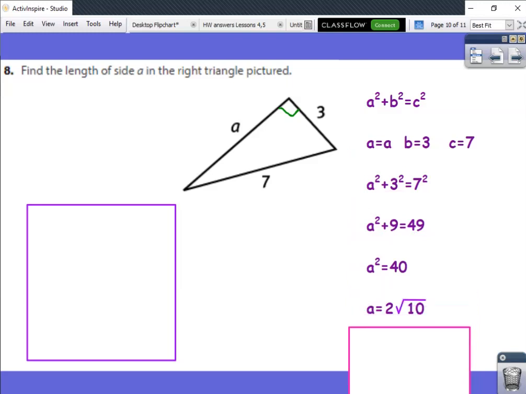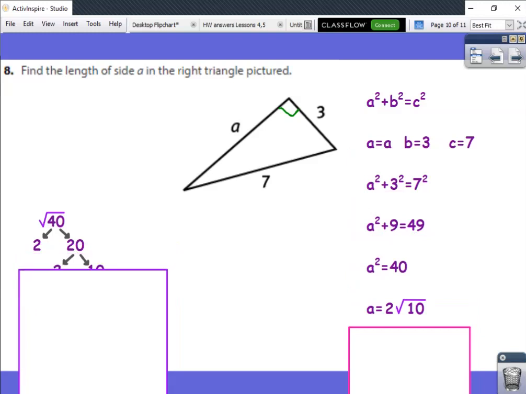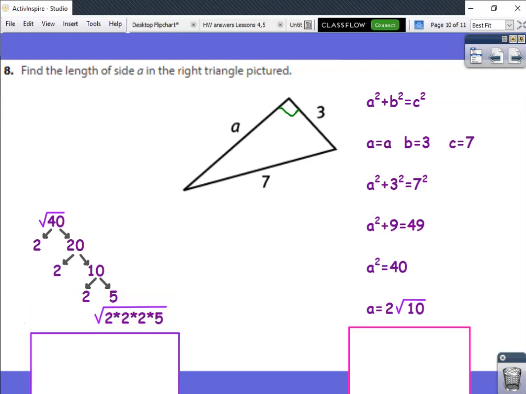Now, one thing that's different here is that you want to simplify this after I take the square root. So in order to simplify square root of 40, here I take 40, same thing as 2 times 20. 20 is 2 times 10, and 10 is 2 times 5. So put all those on there. So square root of 40 is the same thing as the square root of 2 times 2 times 2 times 5. And again, I want to take pairs because this is a square root.